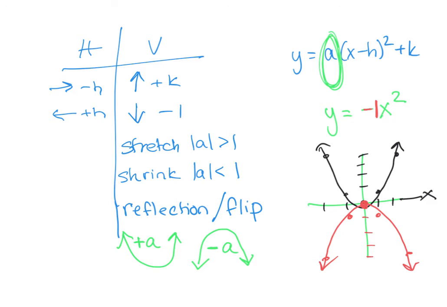Now, if they wanted to be tricky and they said, is this graph vertically stretched or shrunk? No, because 1 is the normal number. So if your A value is a 1, it's not stretched, it's not shrunk, it's normal. Okay. Depending on how mean your instructor wants to get, they can mix them all together.